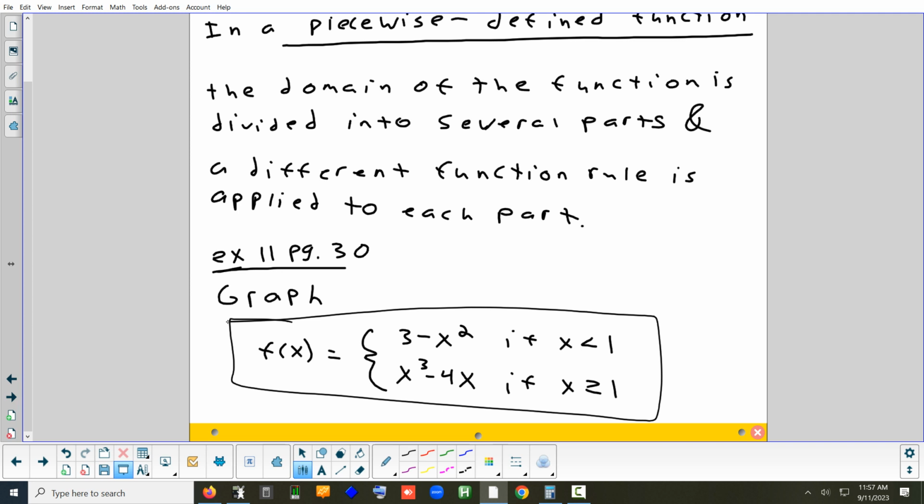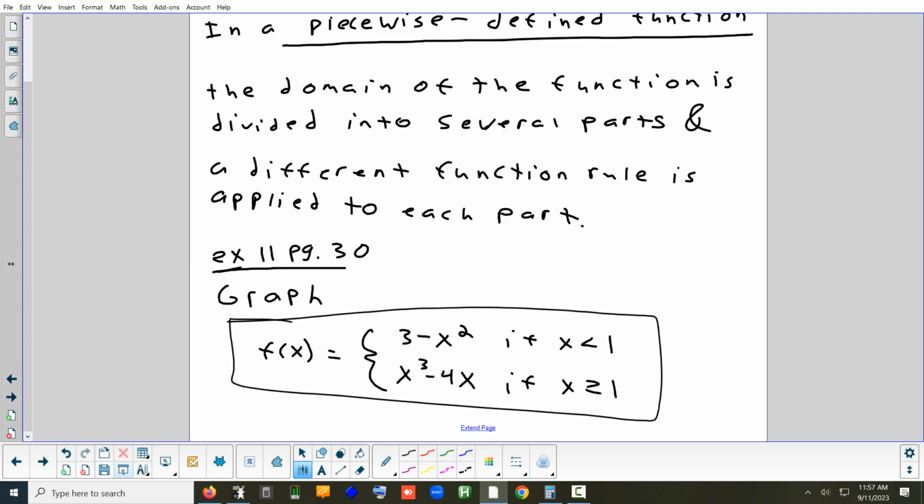So like if I gave you the number 5, to get the answer, would you plug it into the top one or the bottom one? Bottom. What if I gave you the number 0? Would you plug it into the top or the bottom? The top. What if I gave you the number 1? Would you plug it into the top or the bottom? You'd plug it into the bottom. So it's just a different formula depending on what x is.